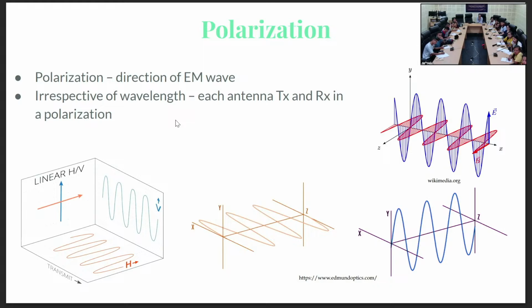If the electric field is like this, the magnetic field is like this. Okay, fine. Now if the electric field is like this, it's called horizontally polarized. If it is like this, it is vertically polarized.